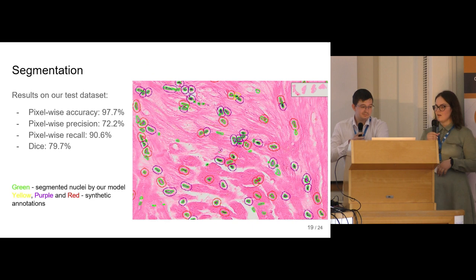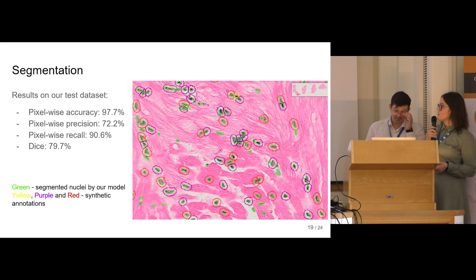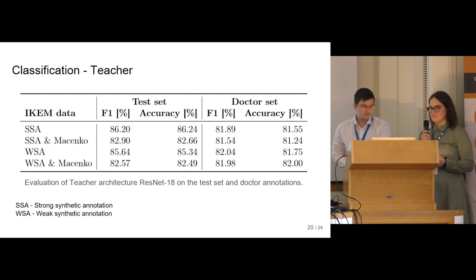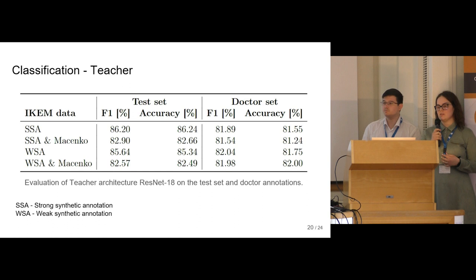So we created a general model for nuclei segmentation, and in this picture we can see the comparison of the results we got by our segmentation model with the synthetic annotation we got from ICEM. For example, in the top center we can see that our model performs better on small nuclei. We trained the teacher model on data with and without applying Matsenko normalization, and we also experimented with the weak and strong synthetic annotations. When comparing the results, we can say that the teacher model ResNet 18 performs better on data without applying normalization, and also on the test and doctor annotations.